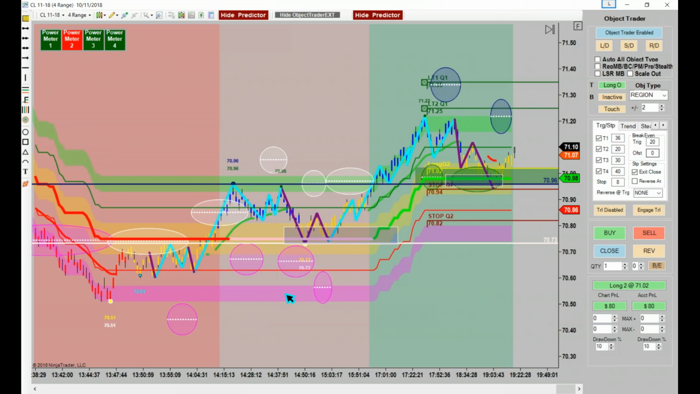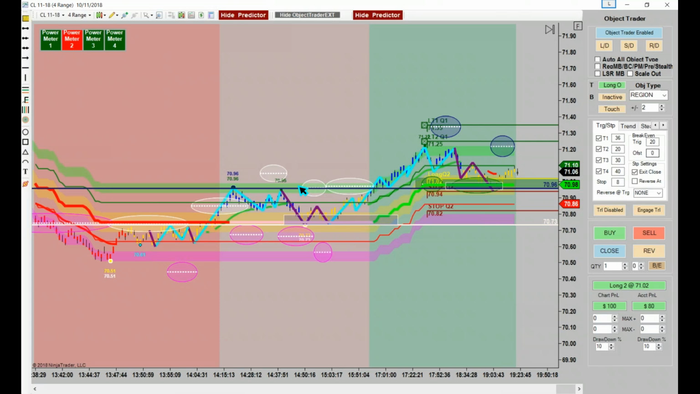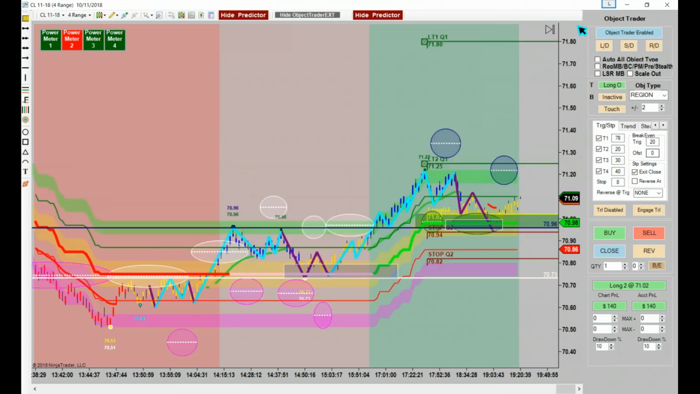Okay, so basically, that gives you a good shot at getting in perfectly on what we call looking to the left to trade the right. Now, was that just luck hitting that? I'd like to actually have one more if it breaks this, or if it touches this.